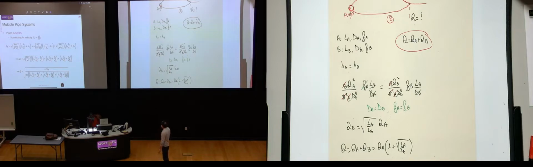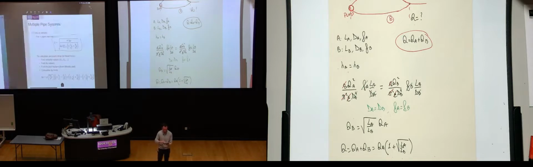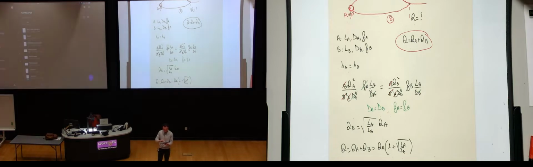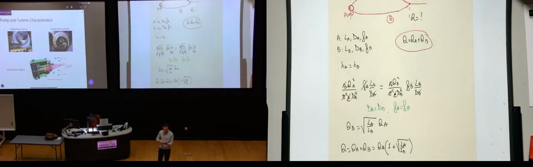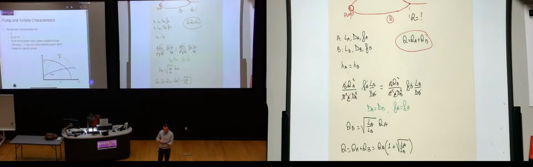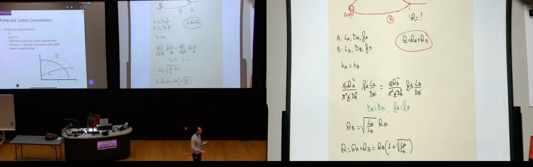At this point, I still cannot solve this problem, because I have to introduce something else. I mentioned that this flow is driven by a certain pump. A pump pushes the flow and pushes it to move through the two pipes. We have to add some ingredients related to how a pump will work. Please have a look at this graph. When you buy a pump, this pump will be provided with this graph.